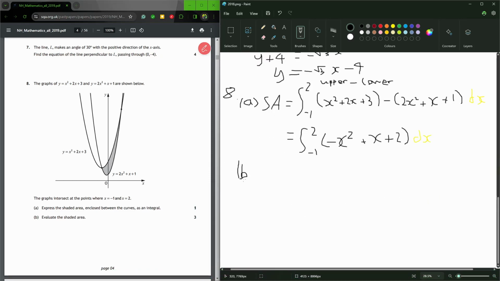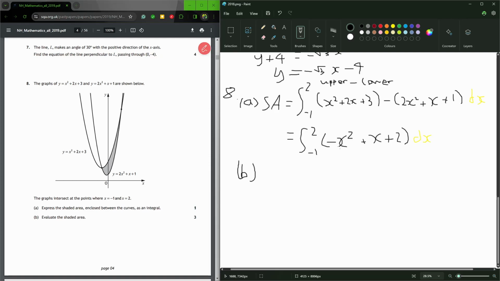Well, let's move on to B. We'll try our best. So, we've already got an integral. We just need to evaluate it. We just need to figure out what this is. So I usually write the integral, but it's literally right there. So I think we should just get straight into it.